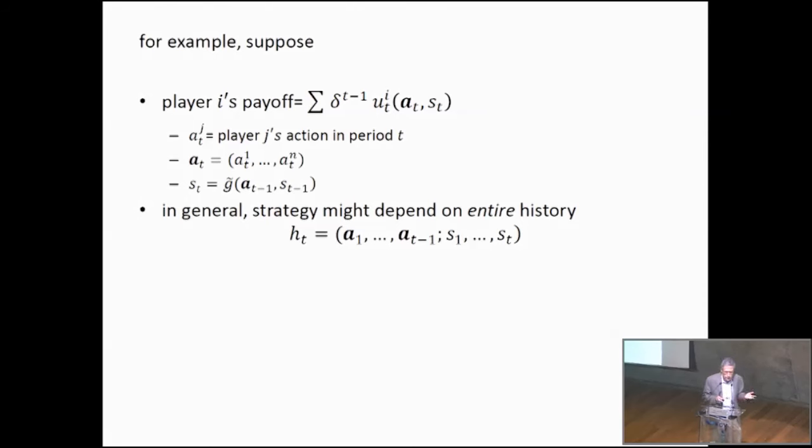Well, if we looked at an unrestricted equilibrium, player I's strategy could in principle depend on everything that has happened in the game up to period T. So all of the previous actions, all of the previous states.